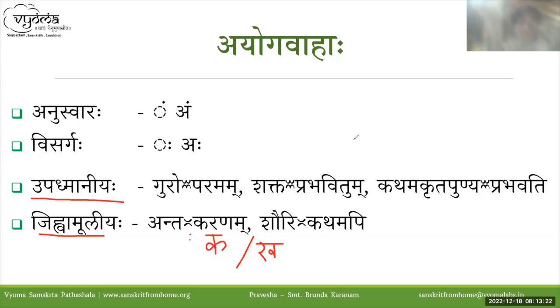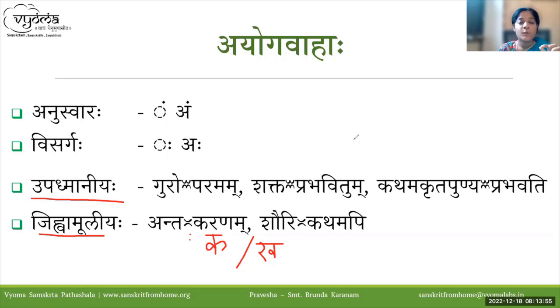According to one particular rule, the letters pa, pha and upadhmaniya have to be pronounced using both the lips. Oshtau, we say. Oshtau means both the lips. It's a dual number, dvivachanam, oshtau. So upadhmaniya is pronounced using both the lips. Naguro paramam. What is happening here? There is a sudden expulsion of air and we are closing the lips.